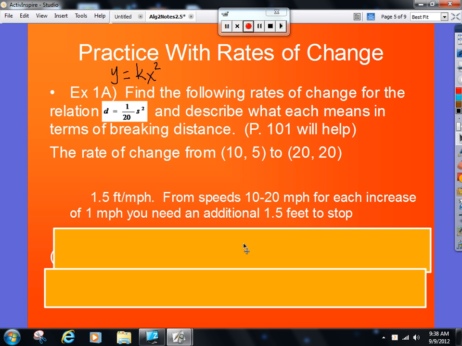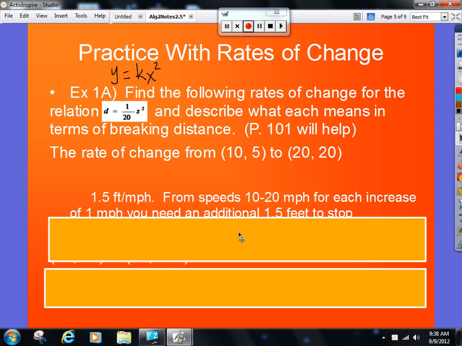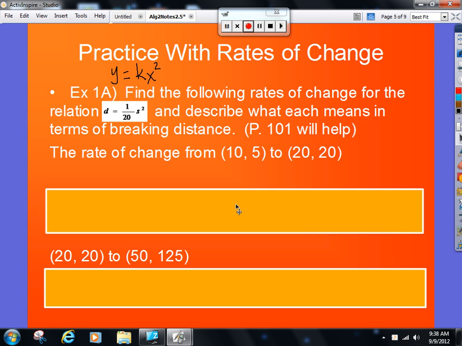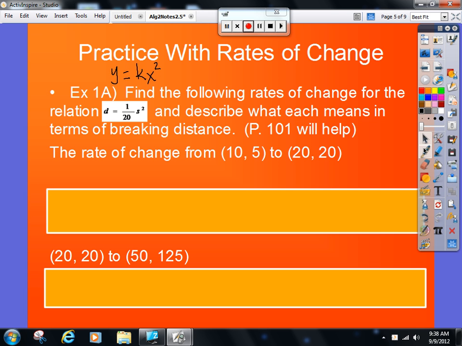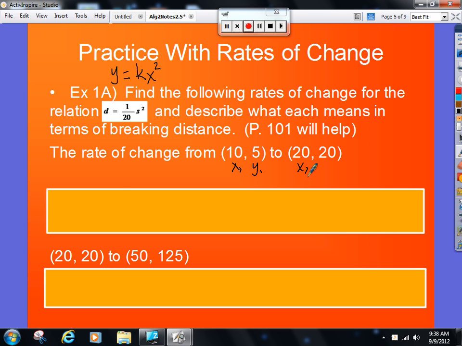The answer is going to be 1.5 feet per miles per hour, okay? And that's what it means. Now we're going to talk about that in a second, so in case you have it, there you go. But let's go ahead and do the work. This is x1, y1, x2, y2. As a habit, I do put m.